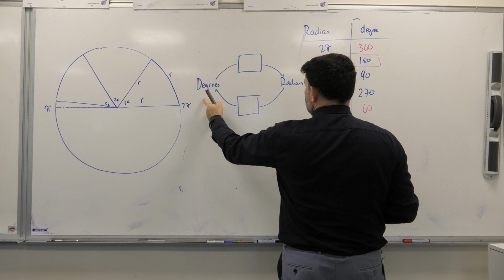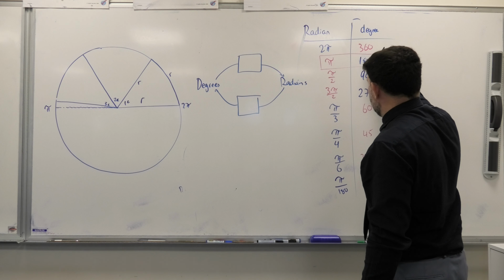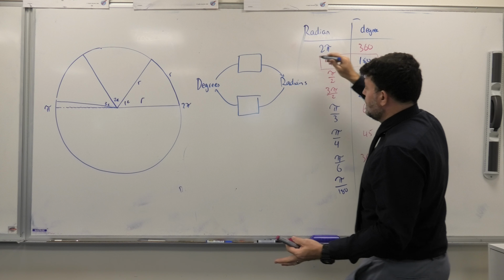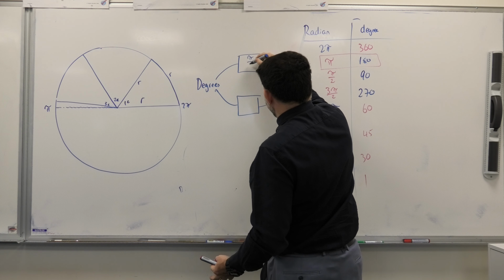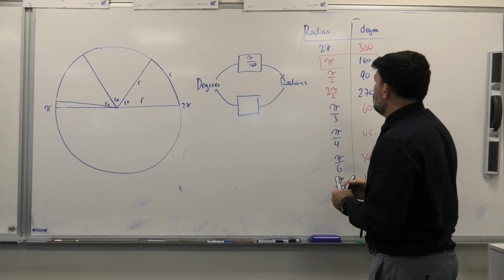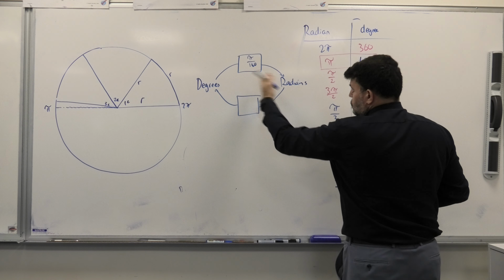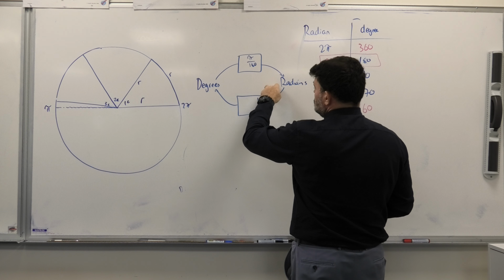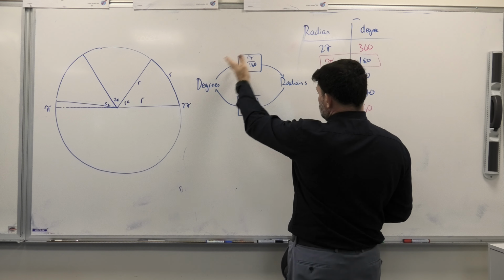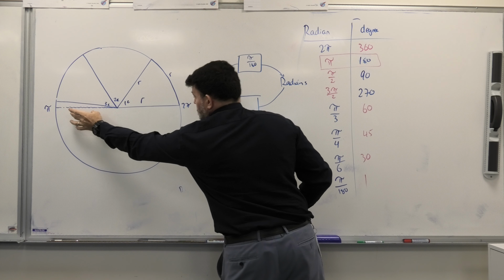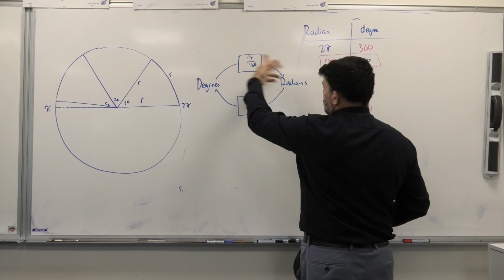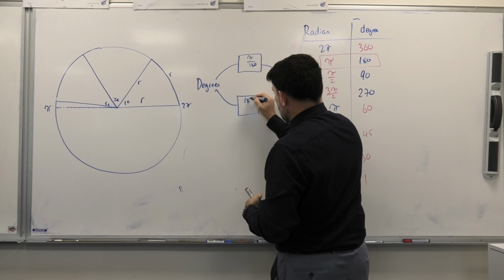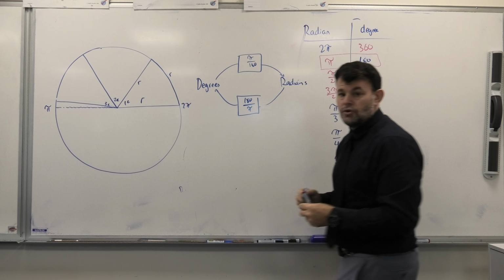If I'm going from degrees to radians, so I'm going from 180 to pi, what I'm going to do here is pi divided by 180. The way I think about that here is, whatever I'm going towards, that would be my numerator. So I'm going towards radians. I know radians is in terms of pi, so it'll be pi on 180. If I'm going in the opposite direction, I'm going towards the degrees, so I turn that form around.